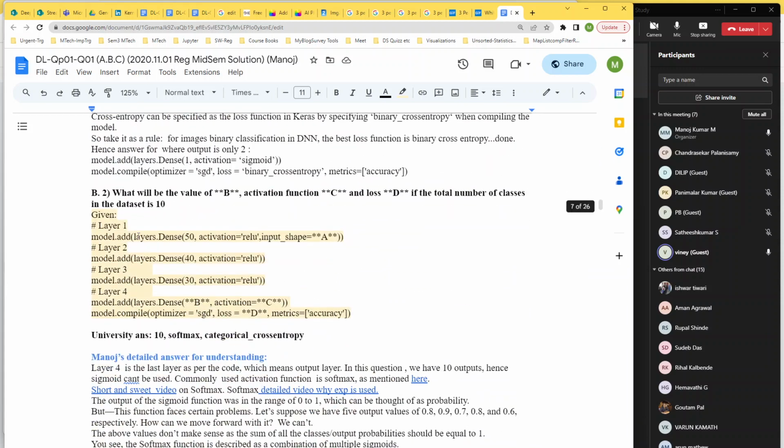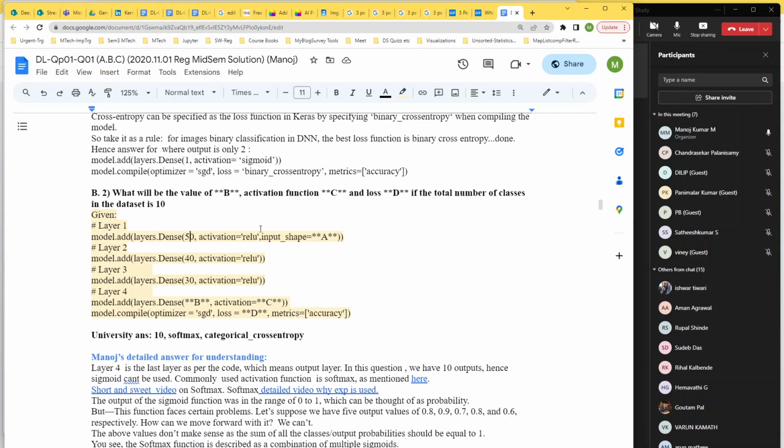So when every cell or every node is connected to every other node, then it is dense. So when you say layer 1 dense, it means its input is connected to all the 50 nodes. So this first parameter is the number of nodes. This first layer is the first hidden layer, and this 50 represents the number of hidden nodes in the first hidden layer.